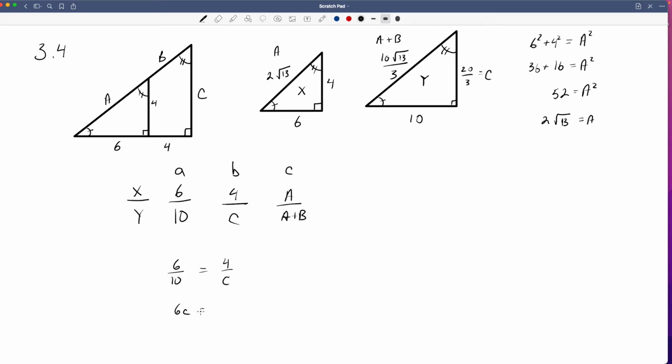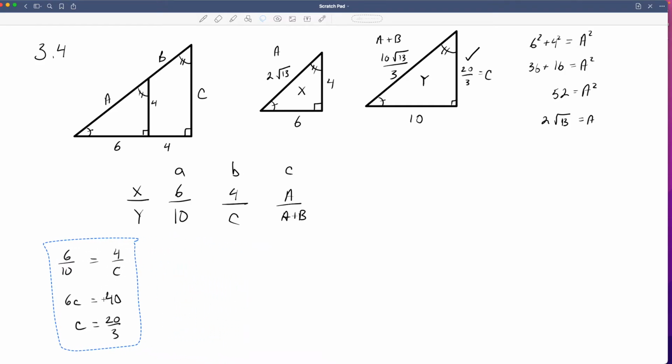6C is equal to 40. C is equal to 40 divided by 6, which is 20 over 3. Check. We got that right. And that does not look like a check. It looks like something wonky. So check. We got C correct. Easy peasy. All right, I'm going to move this over out of the way.